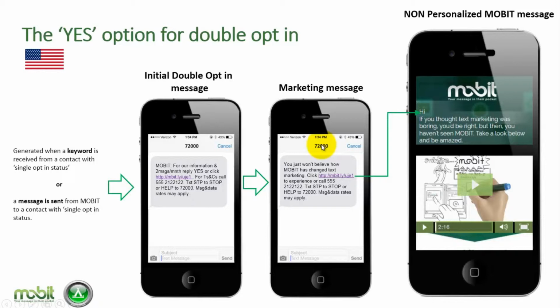The first option though is a yes response. If they reply yes to this message, they will automatically receive a second text message, which is a follow-up or an auto-response marketing message which you have already created in your campaign. This includes the link, of course, to the MOBIT landing page, which is automatically generated, which presents the user with the fantastic marketing message that you've created in your MOBIT landing page editor. So that's the yes option.